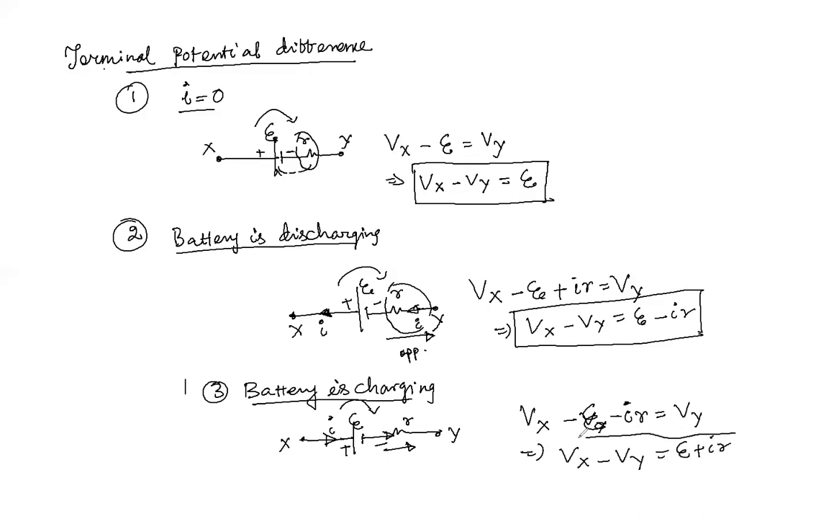So can we see that in the three different cases? In the first case, the terminal potential difference is equal to the EMF. In the second case, the terminal potential difference is less than the EMF because some potential is getting lost due to the presence of internal resistance. In the third case, we got it is more than the EMF because some external supply is supplying energy, or sorry, supplying current to the circuit.